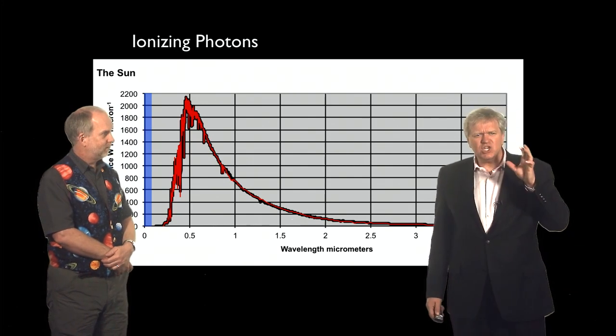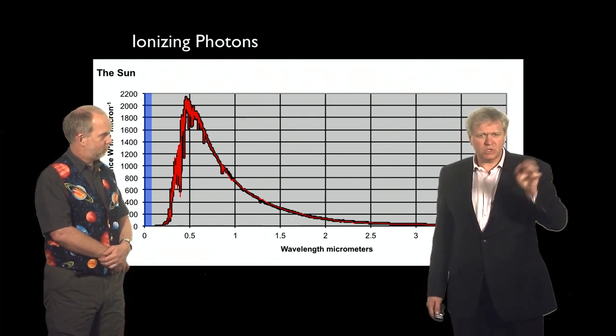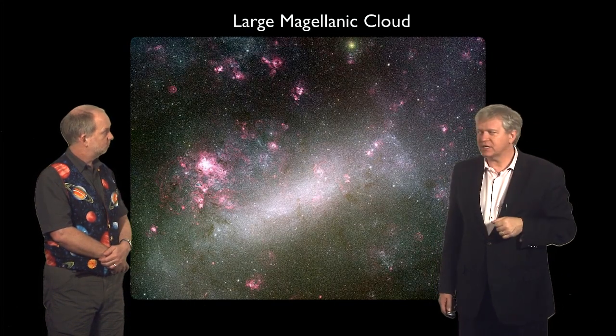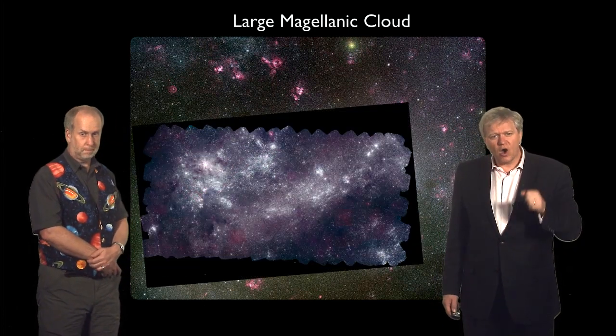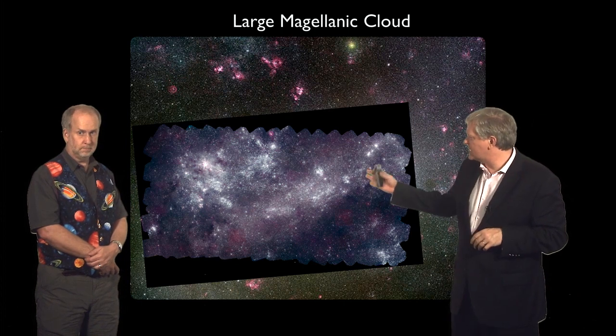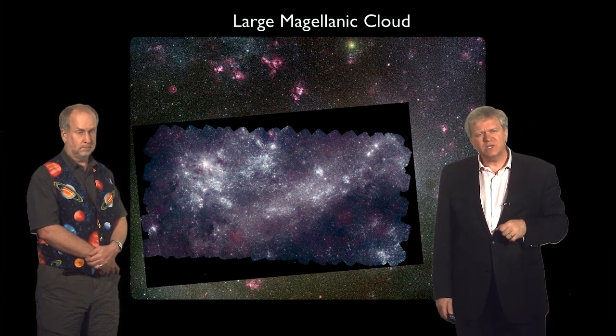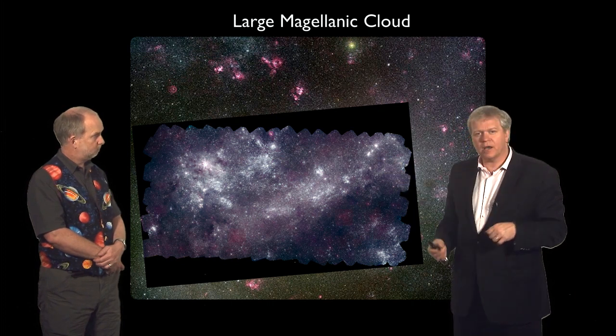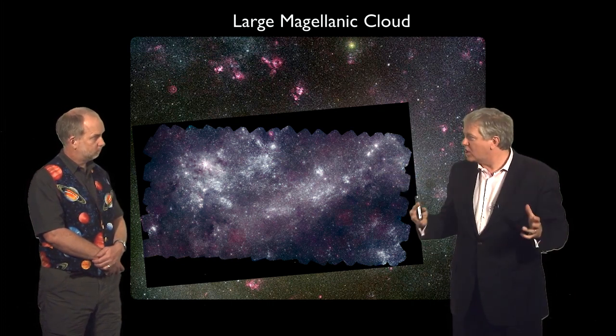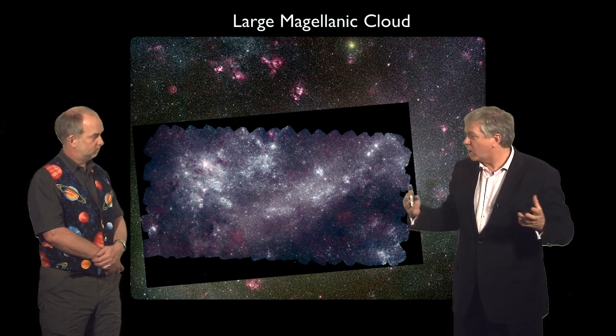So let's take a UV picture of a nearby galaxy, which we can see well, and that's the Large Magellanic Cloud, and see where the ultraviolet's really coming from. And if we overlay a picture taken by the Swift satellite of the ultraviolet, we see there is a lot of ultraviolet coming out, and it turns out to be lined up on all the big, massive stars that are really hot and really bright.